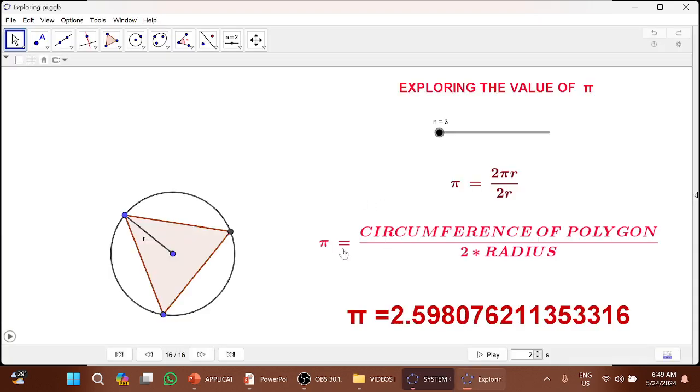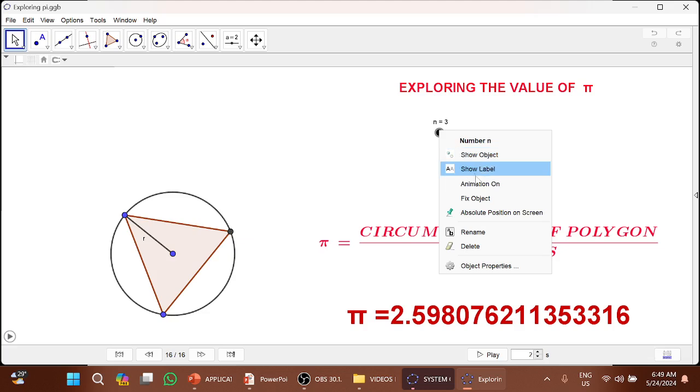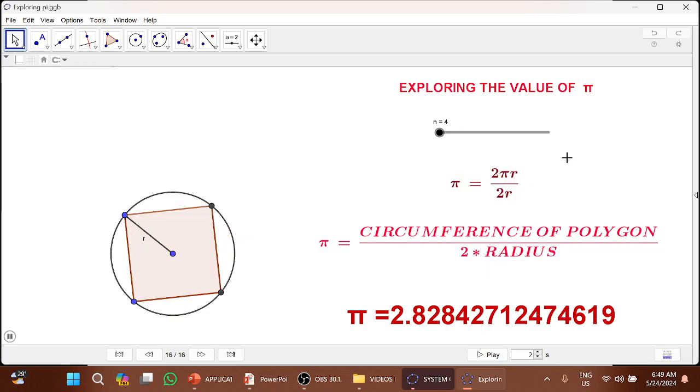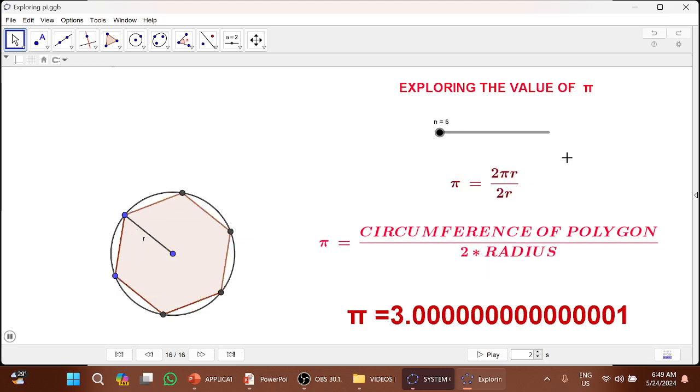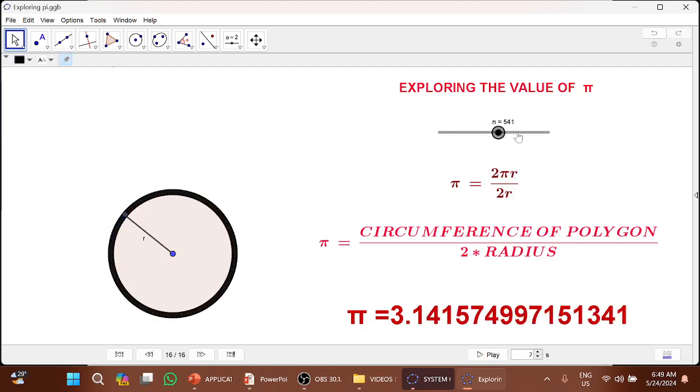Now I have taken that pi is circumference of the polygon by 2 into radius, and I am clicking this animation on, and you are seeing that it is going on changing, and you are getting the value of pi going very close to 3.14. But anyway, I have made the value of this one as maybe 2,900 or so. Okay, well, now you are seeing how the value is going on changing, and you are going very close to 3.14.